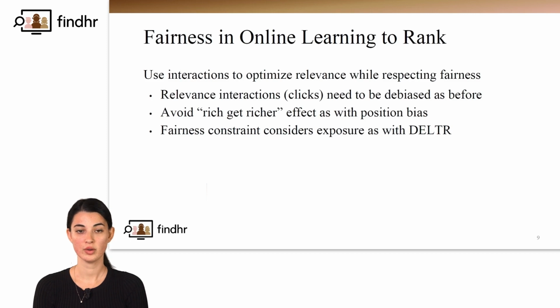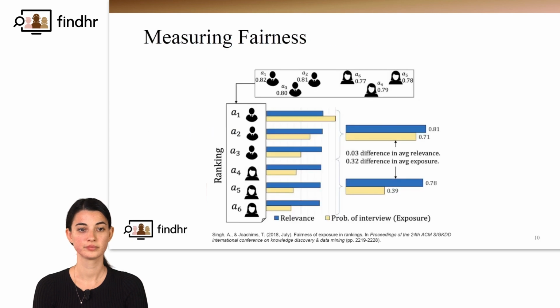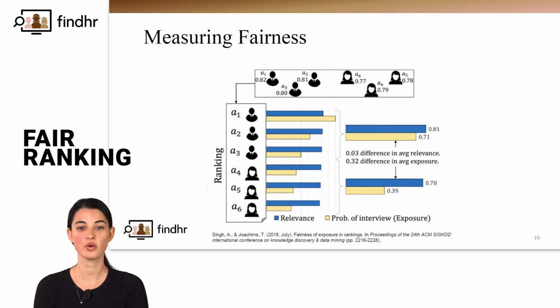As another example of in-processing, online learning to rank can be made fairness-aware. As before, this starts with debiasing from a live system. A fairness component can be added as a constraint to ensure fairness is considered during learning. In the end, we want the system to produce a fair ranking, a ranking that is more diverse and that does not favor one group over another.